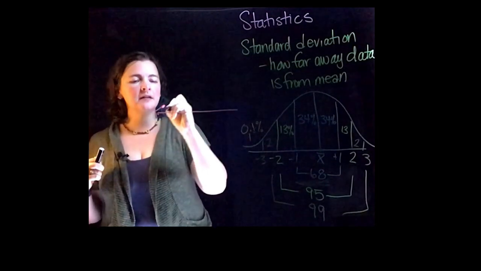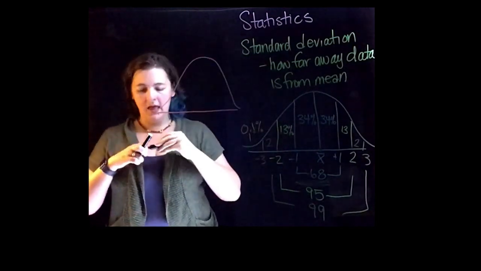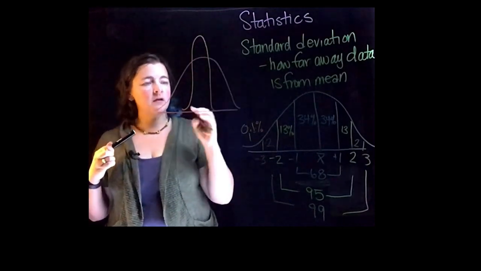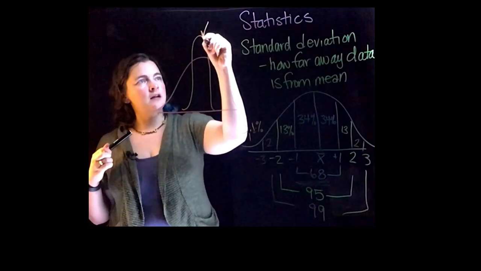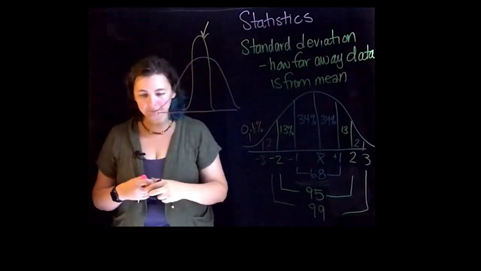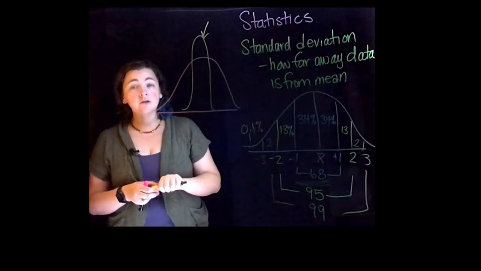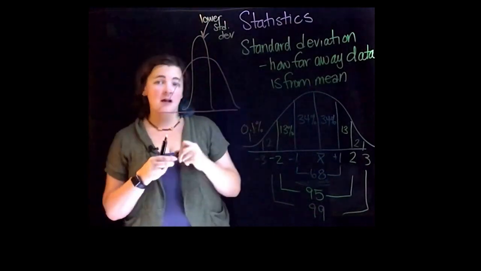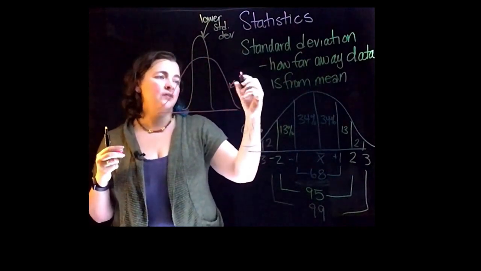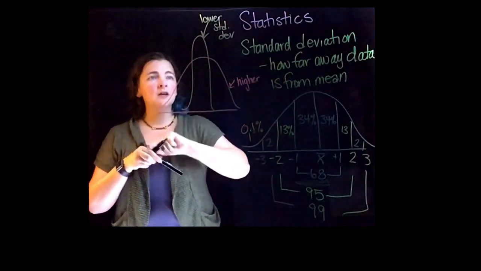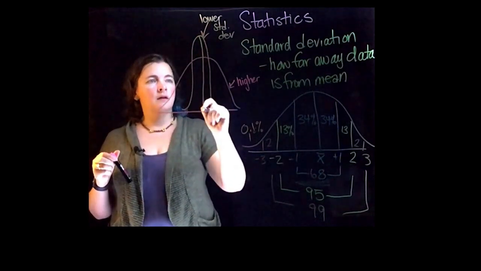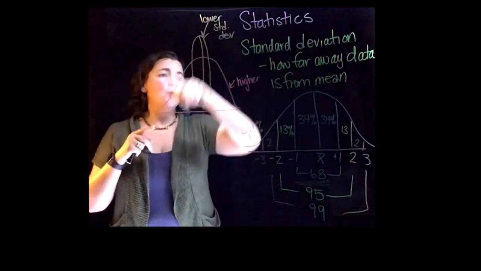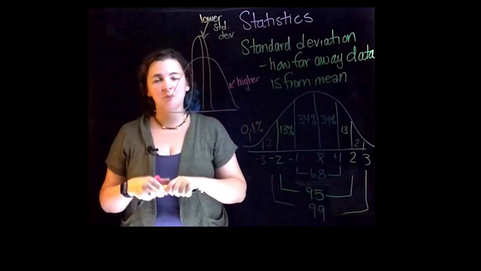So if we have this as one of our curves, and then comparatively, we have this as one of our curves, this curve here is going to have a lower standard deviation. And the first curve I drew is going to have a higher standard deviation. Because when we look at the mean on the orange curve, the data is more closely packed together, where on the pink curve, it's a little bit more spread out.